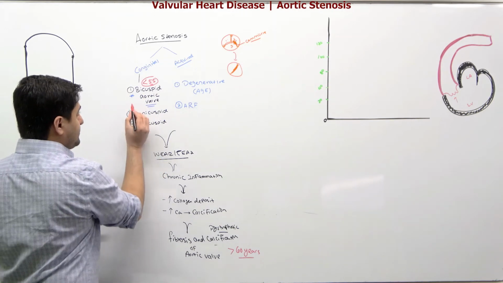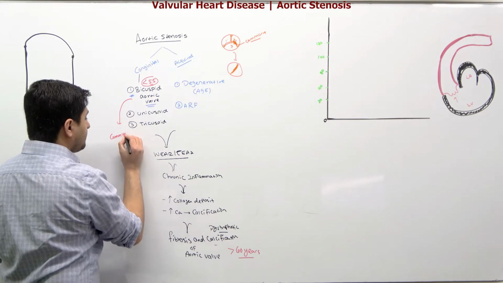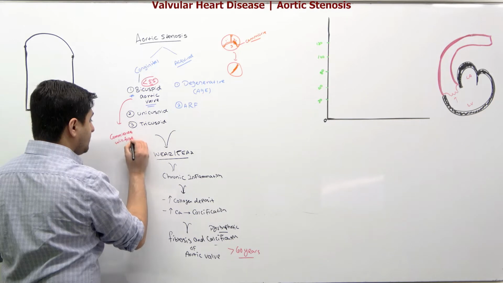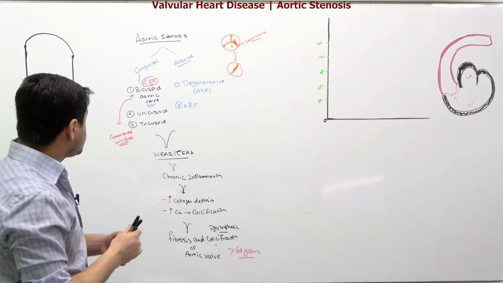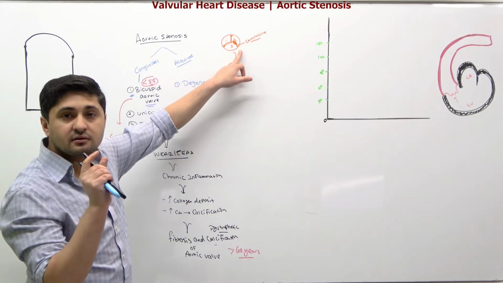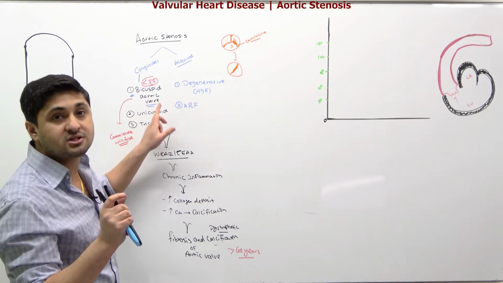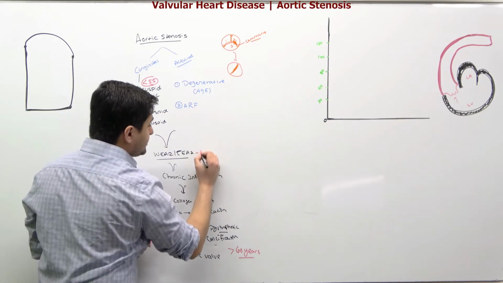This is the pathophysiology: the commissures will fuse, and that leads to what? The valve does not open properly. So that's called a stenotic valve. This pathophysiology has to do with the degenerative, all right?